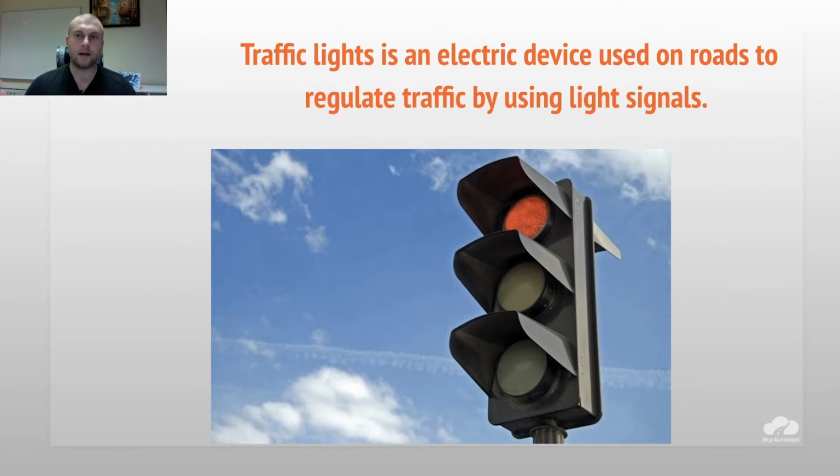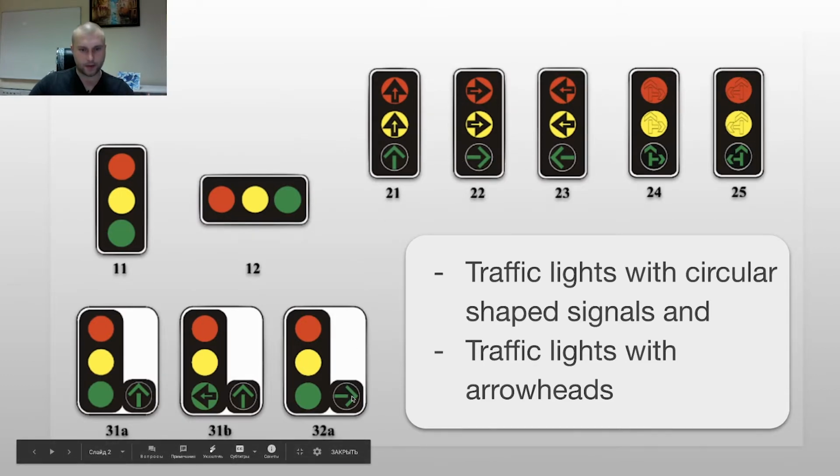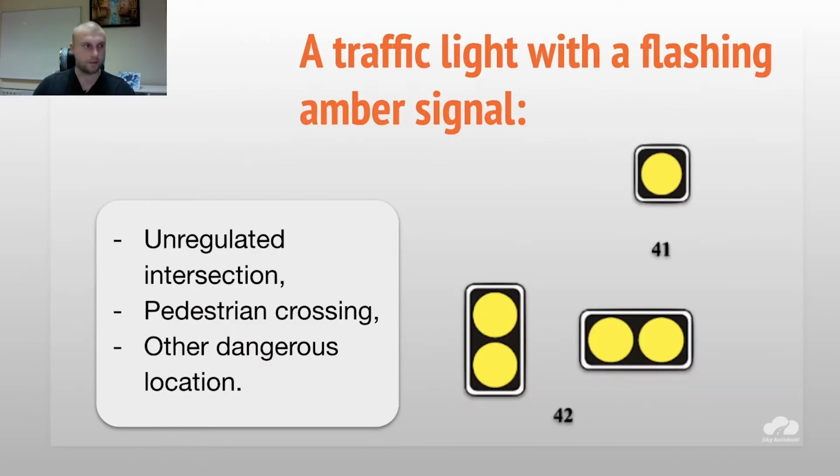So a traffic light is an electric device used on roads to regulate traffic by using light signals, right? Let's observe them more closely. We have different shapes of traffic lights: circular signals, and traffic lights with arrowheads or arrows, or also an additional section of arrow. Try to remember that as well. They all have different meanings, of course.